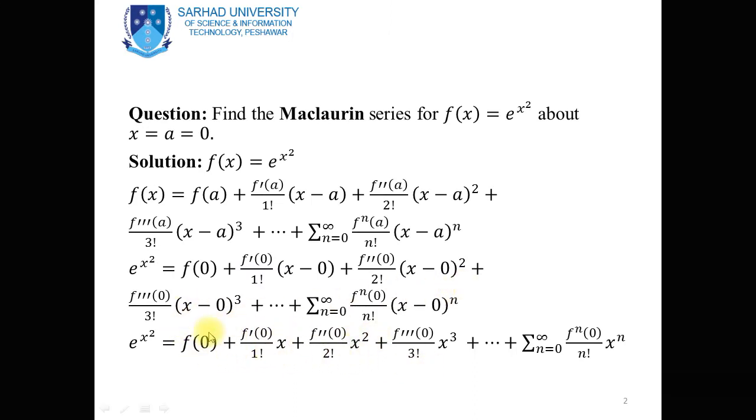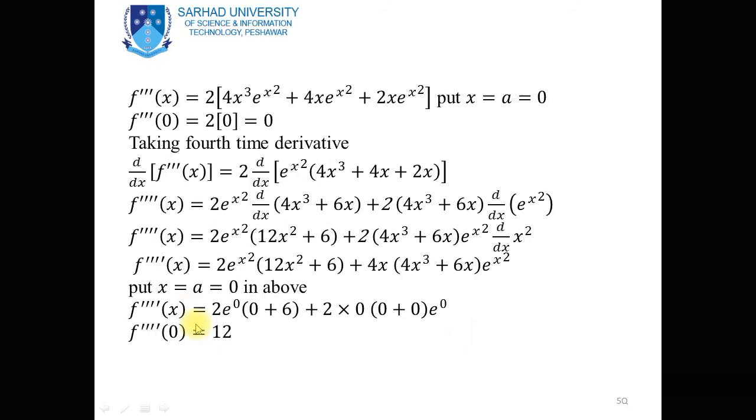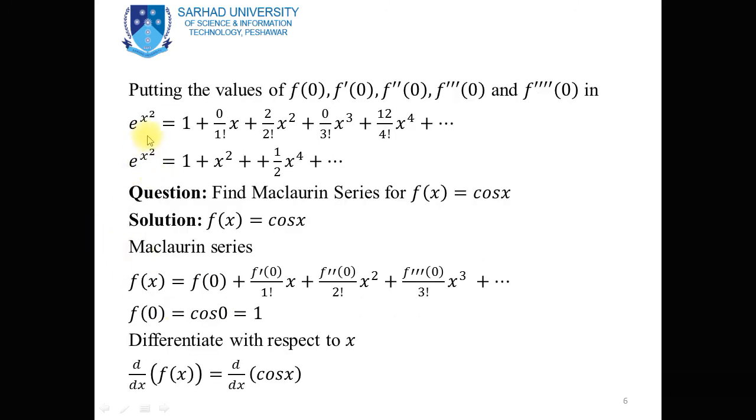So putting the value of f of 0, the value of f prime at 0, f double prime at 0, f triple prime at 0, the fourth derivative of the function at x is equal to 0. So putting all these results, we obtain the Maclaurin series for the function e power x square is equal to 1 plus 0 divided by 1 factorial into x plus 2 divided by 2 factorial into x square plus 0 divided by 3 factorial into x cube plus 12 divided by 4 factorial into x power 4.